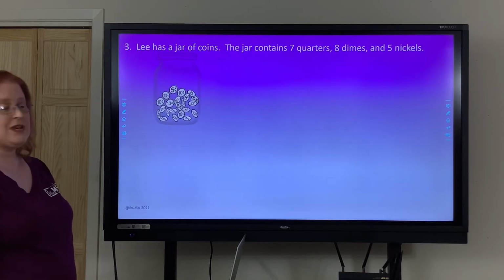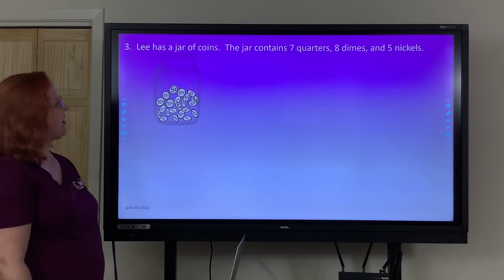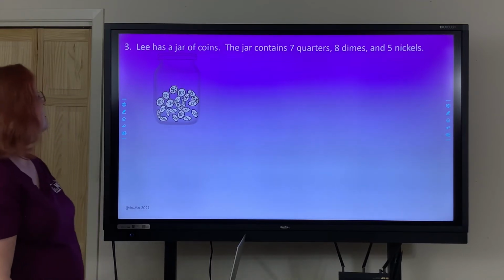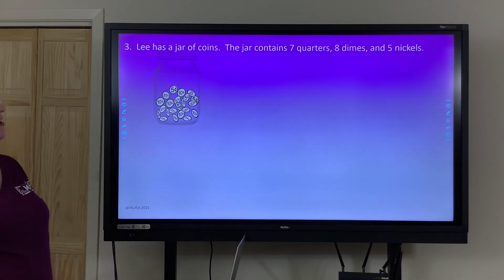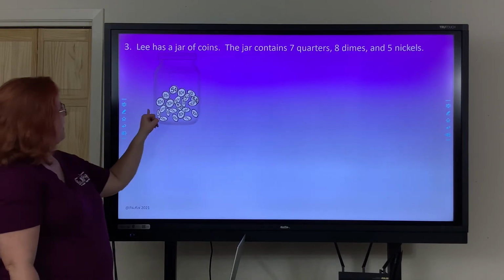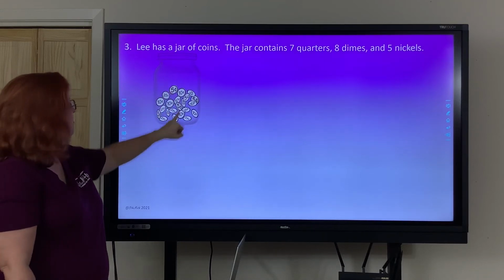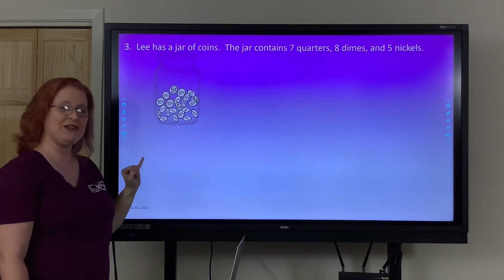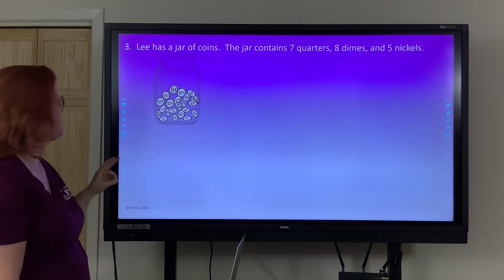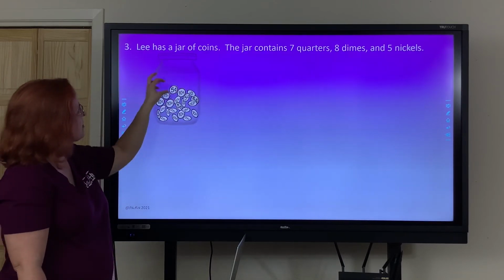All right, so now let's look at one that doesn't have 1 chance. All right, Lee has a jar of coins. The jar contains 7 quarters, 8 dimes, and 5 nickels. Now, if you count all of these, it's the right amount. I worked through and I put them all on there to make sure they were the right amounts. It took me a little bit of time, but it was fun. All right, so here's my jar.